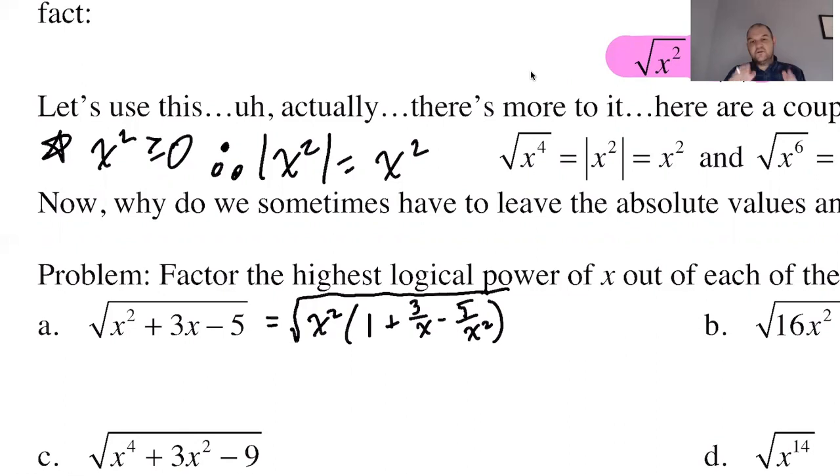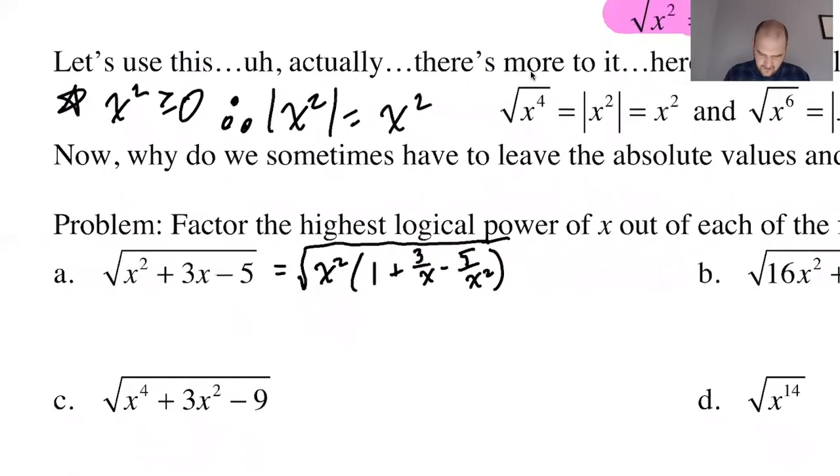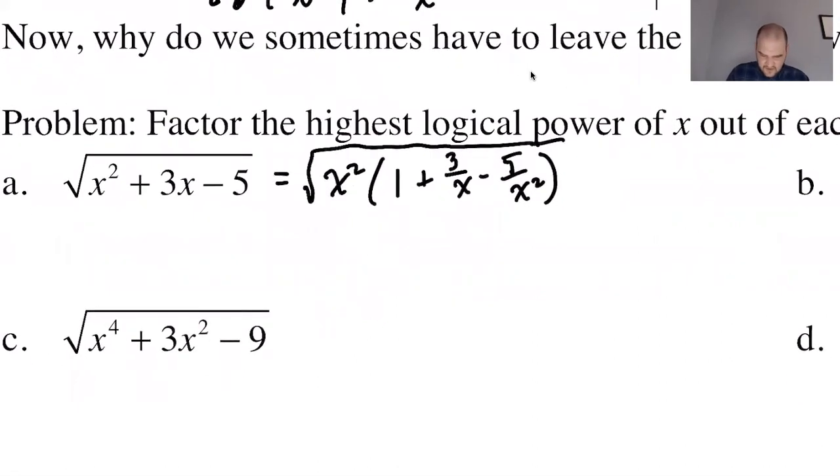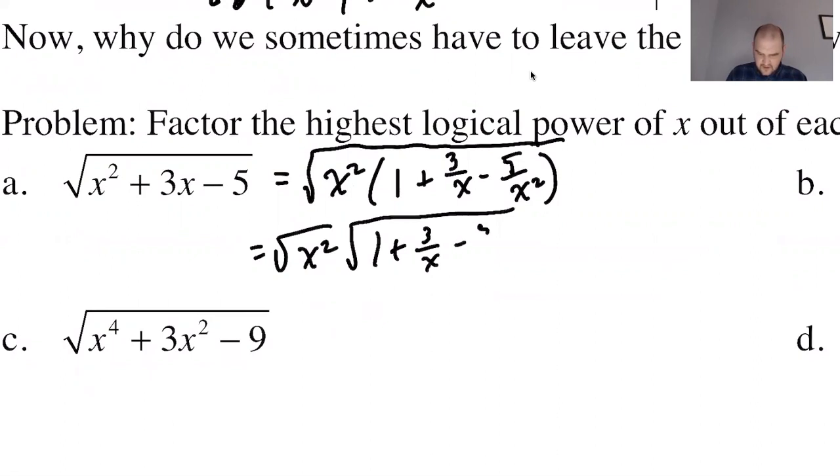Then I leave the x squared there, because if I distribute it, I get back to the original, which is like the entire point. And then I see the square root of x squared. So property of radicals, square root of a times b is equal to the square root of a times the square root of b, provided that neither a or b is negative, but we don't worry about that part right now. So this would be the square root of x squared, the square root of 1 plus 3 over x minus 5 over x squared, which is the absolute value of x, square root of 1 plus.